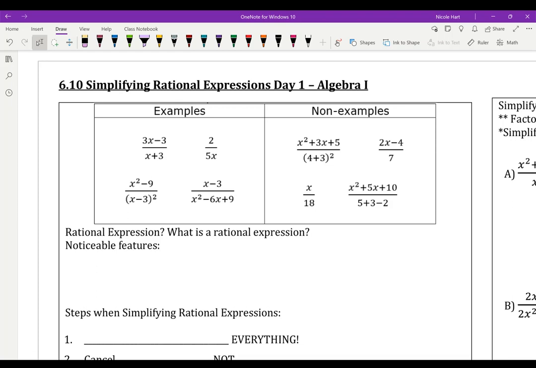Today we are going to be talking about simplifying rational expressions. And first we kind of need to talk about what a rational expression is. And so I have a list of examples and non-examples here. And just looking at these, I want to highlight a few differences.